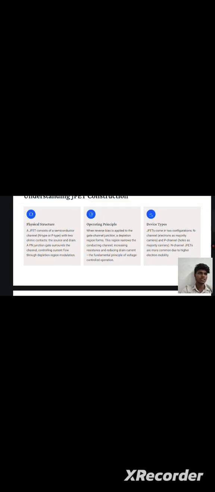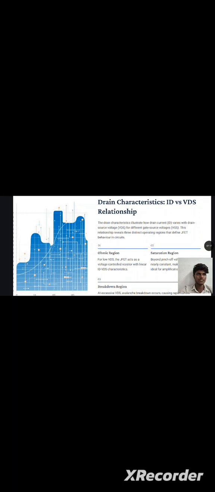Next one, device types. JFETs come in two configurations: N channel, with electrons as majority carriers, and P channel, with holes as majority carriers. N channel JFETs are more common due to higher electron mobility. Drain characteristics. ID versus VDS relationship. The drain characteristics illustrate how drain current ID varies with the drain source voltage for different gate source voltages.